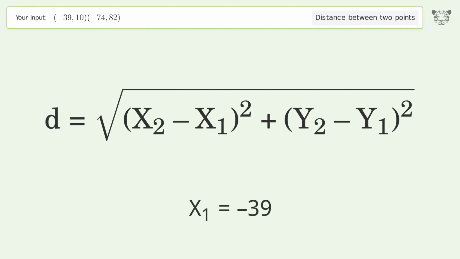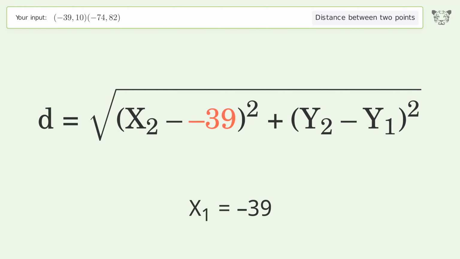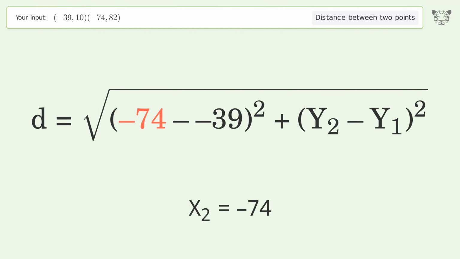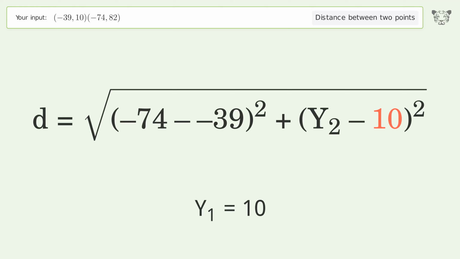x1 equals -39. x2 equals -74. y1 equals 10. y2 equals 82.